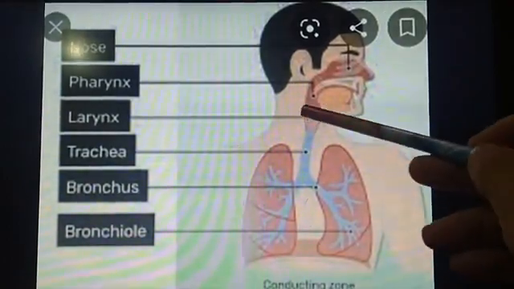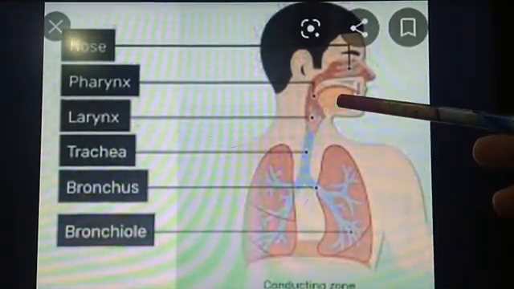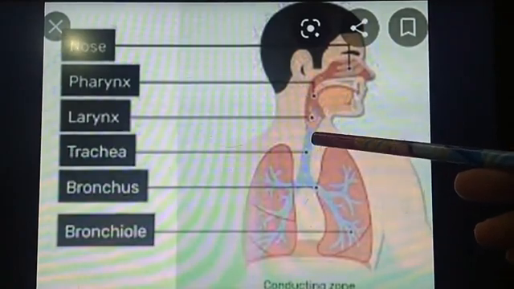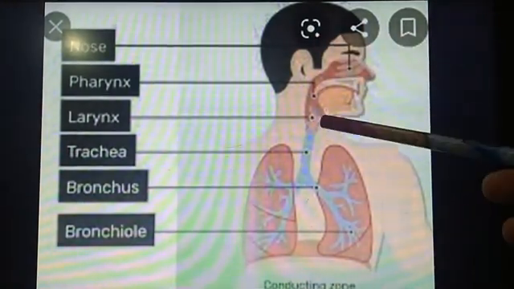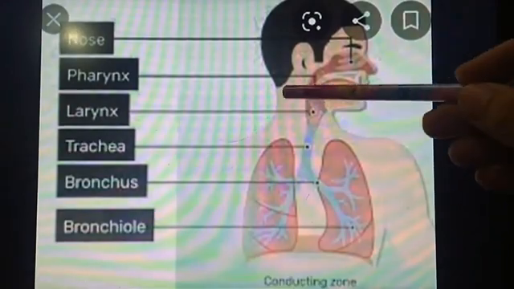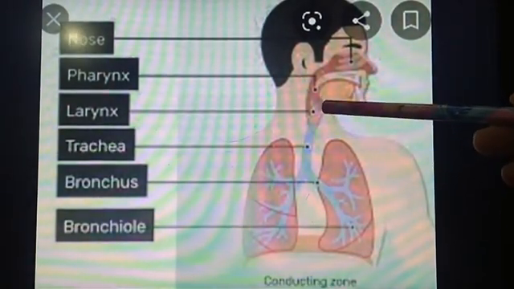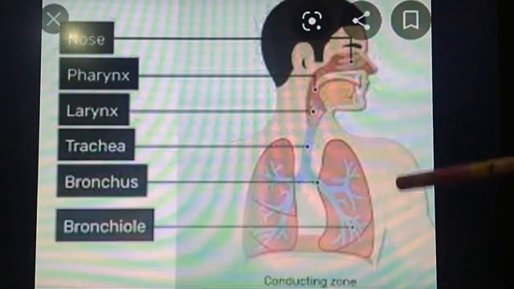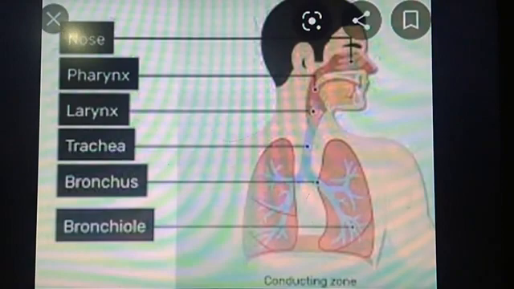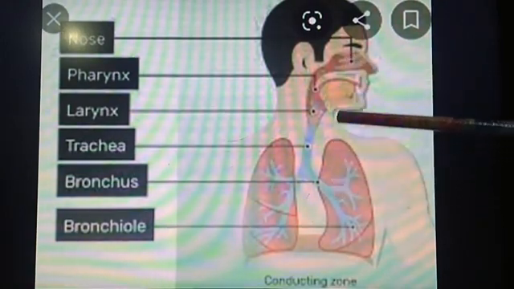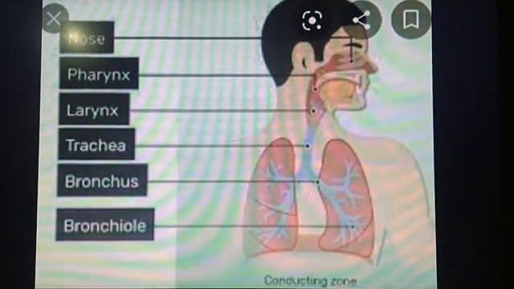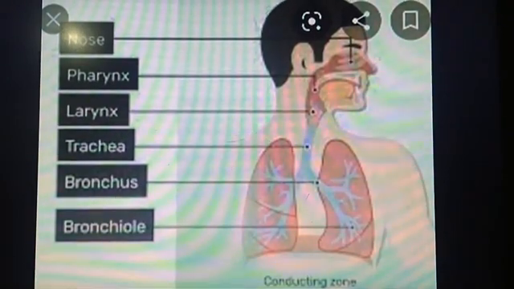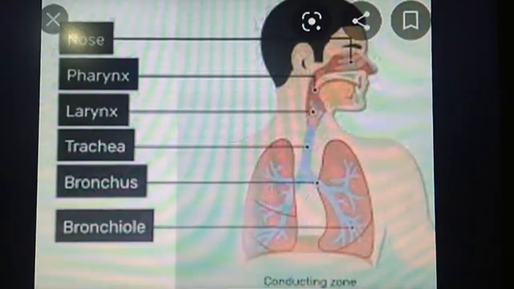Larynx. This is your larynx. The lower portion of the pharynx leads to the larynx. The larynx is your voice box. The larynx has three important functions. First, it protects the airways from choking on material in the throat. Second, it regulates the flow of air into our lungs. And third, it produces the sounds used for speech. It means when we talk, the larynx helps us to speak.